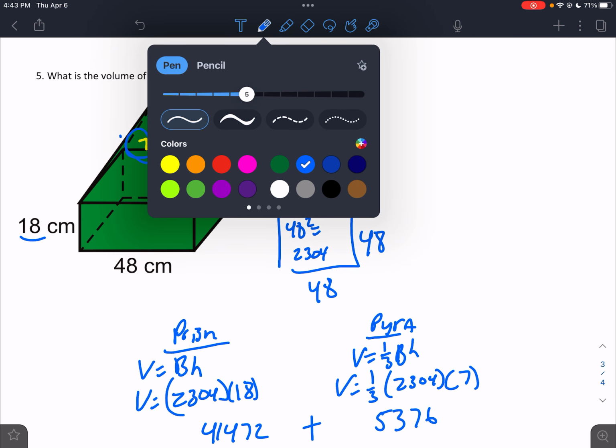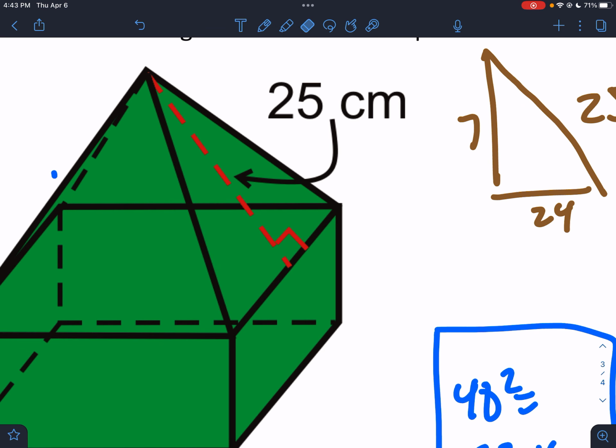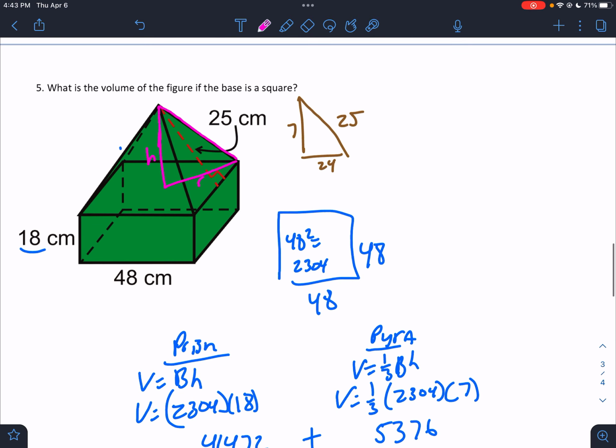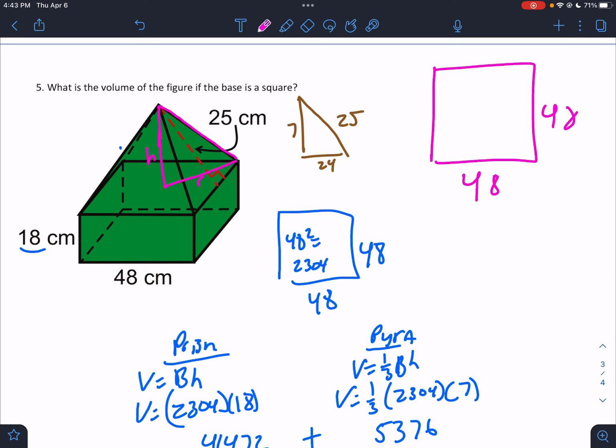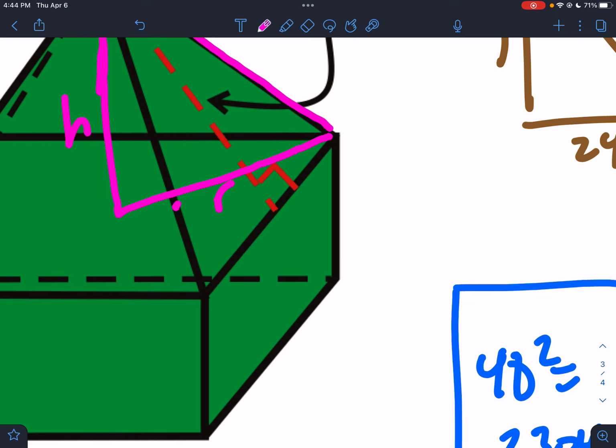One quick note for you guys, just so you know this happens, this is the other option. What if instead of the slant height being 25, what if this was 25? I still need the height. What connects the lateral edge to the height? This is a radius. So then you have to do Pythagorean theorem with the radius. Let's look at that real quick because people mess this up all the time. If I draw that square base, it is 48 by 48. That means that the diagonal is 48 root 2. That means that the radius here is 24 root 2.